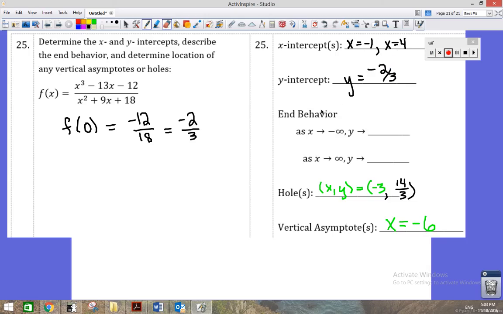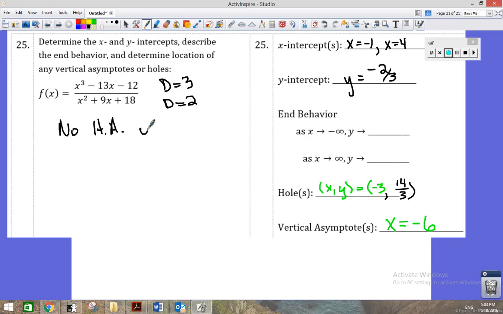Now, to determine this end behavior, we compare the degree of the numerator against the degree of the denominator. The degree of the numerator is 3. The degree of the denominator is 2. So there is no horizontal asymptote. So these y values have to be either positive infinity or negative infinity because there's no horizontal asymptote.